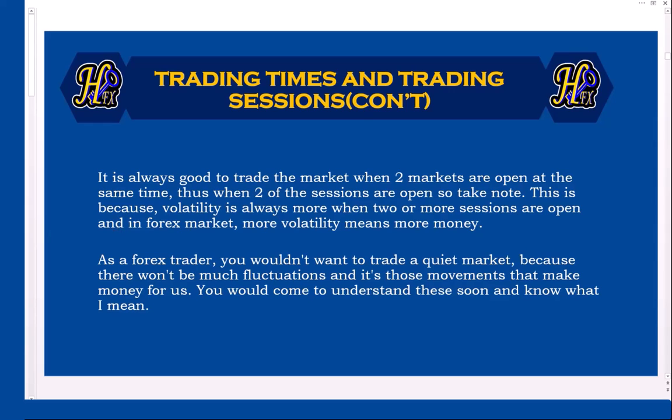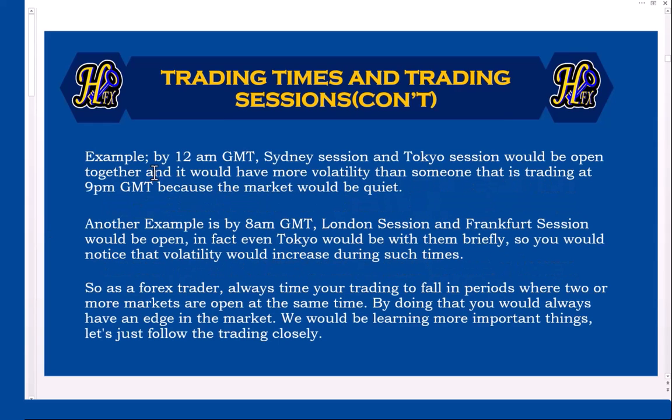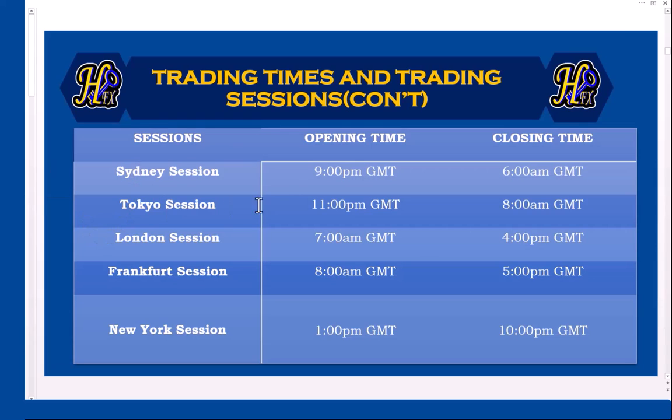So let's move on. Now, for example, by 12 a.m. GMT, Sydney session and Tokyo session will be open together, and it would have more volatility than someone that is trading at 9 p.m. GMT because the market will be quiet. So they said, example, 12 a.m. GMT, Sydney session and Tokyo session will be in the market. So let's look at that, Sydney and Tokyo. So this is Sydney and Tokyo. So Sydney will be opening at 11 p.m. GMT and be closing at 6 a.m.